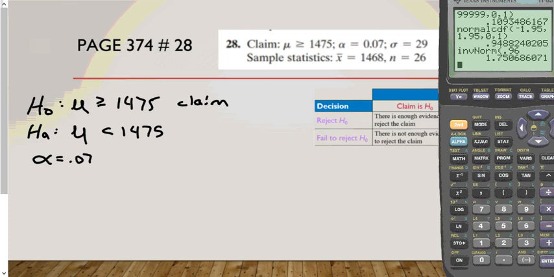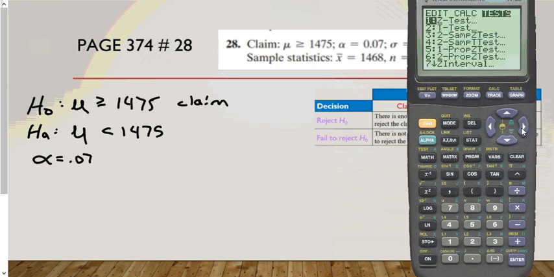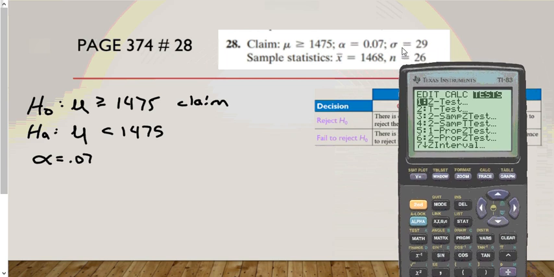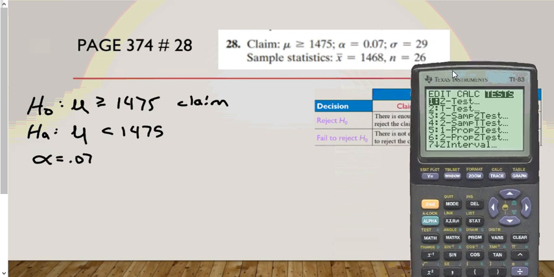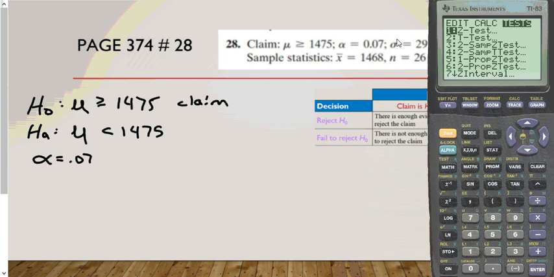Okay, so I'm not going to go to distributions this time, rather I'm going to go to statistics, so hit stat, arrow over to tests, and we're going to do a z-test. Now, even though we're talking about a mean, we're doing a z-test because we have a known standard deviation. We see that right here. They give us the population standard deviation.